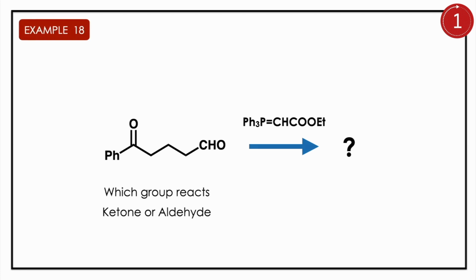Then the next reaction. Here you have a ketone. On one side you have phenyl. On the other side you have an aldehyde. You are using a phosphorus ylide with ester substitution. You should find what will be the final product.